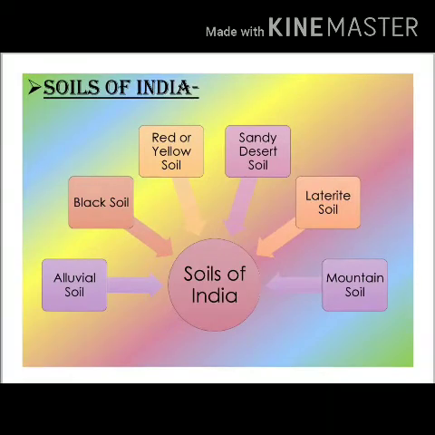Soils of India. In India, soils are formed under hot and humid climate and from different types of parent rock. So the colors of the soil, their mineral composition, texture, structure, and organic content vary from place to place. The soils of India are categorized into six types. That is alluvial soil, black soil, red or yellow soil, sandy desert soil, laterite soil, and mountain soil.